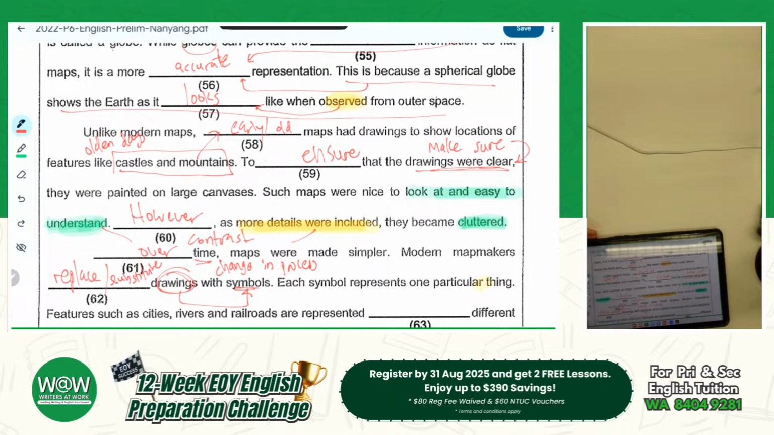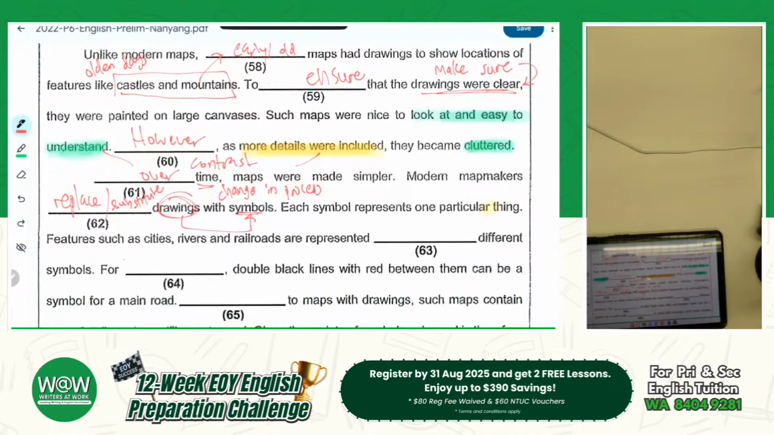So instead of drawing the mountain, I just draw a triangle there, and you know that the mountain is present, right? Each symbol represents one particular thing. Features such as cities, rivers, and railroads are represented dash different symbols. So you can see when you represent something, this is the symbol here needs to point back to your source. Okay, okay, very good, Adrian. So you'll say they are represented by, or you can say they are represented with. Okay, depending on how you interpret it.